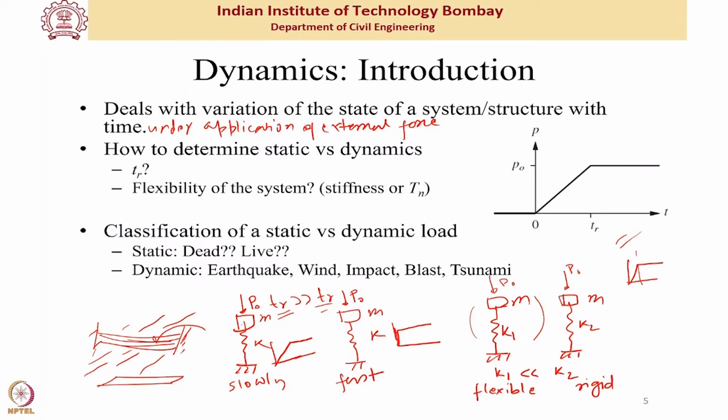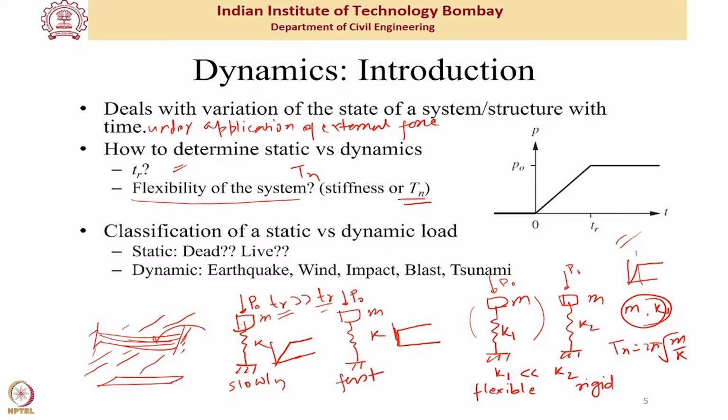Okay, so the second parameter that determines whether the system would behave statically or dynamically is the flexibility of the system, or more appropriately, as we would see later, the time period. So it is mass and k. These two parameters determine the time period, Tn, which is the second parameter. Okay, so depending upon the values of Tr and Tn, we can decide whether the system would behave as static or dynamic under the action of an external load. So this thing you need to keep in mind.